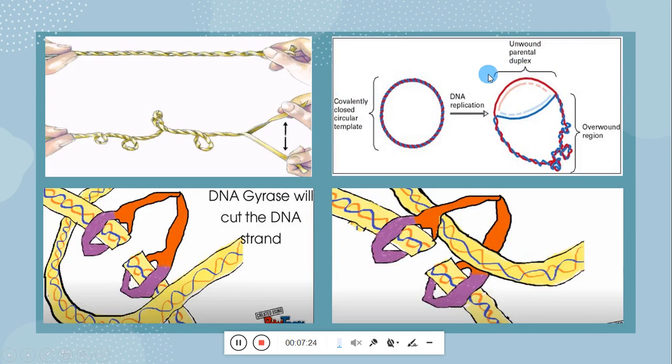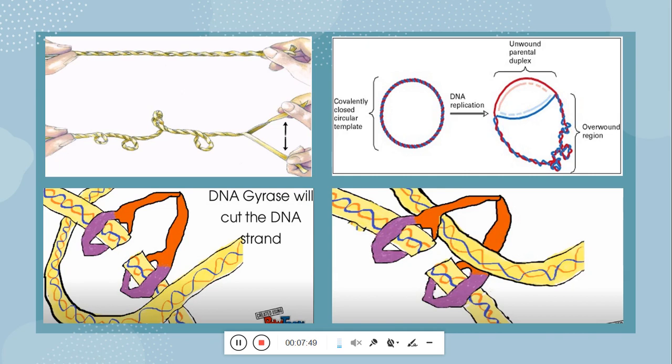During replication, these strands are separated, like we can see here. When replication occurs, these strands are separated, and each strand then serves as a template. A new strand is made, and so there is one new and one old strand, and this results in a semi-conservative replication.